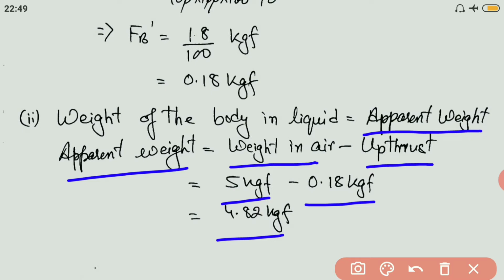I hope you have understood the solution of number 1. Let us go to the next question, which is question number 2.